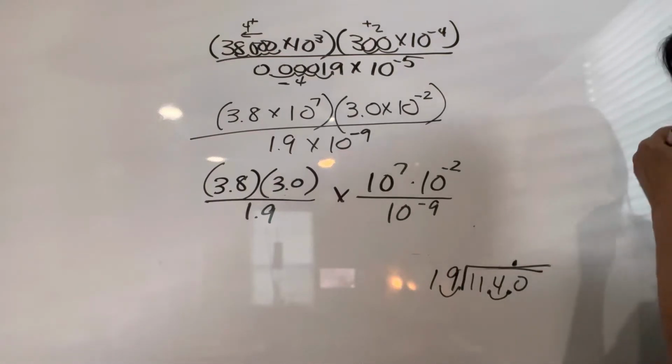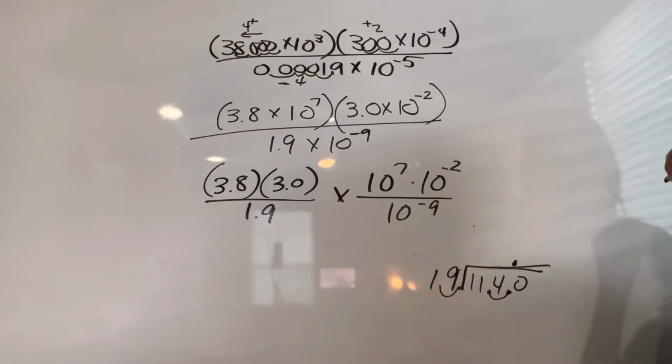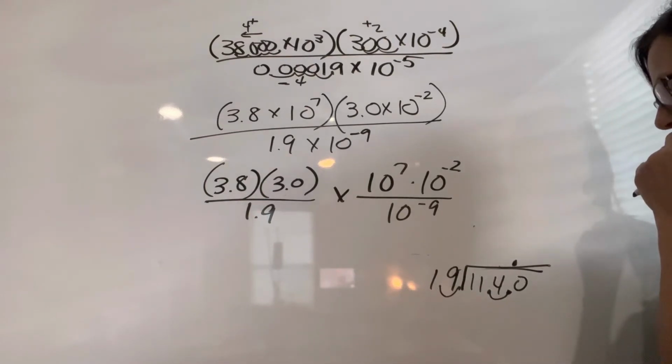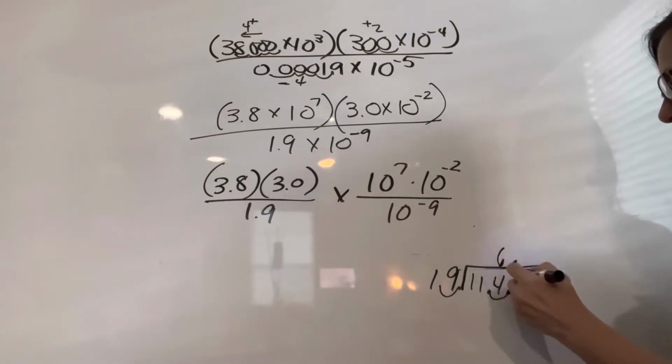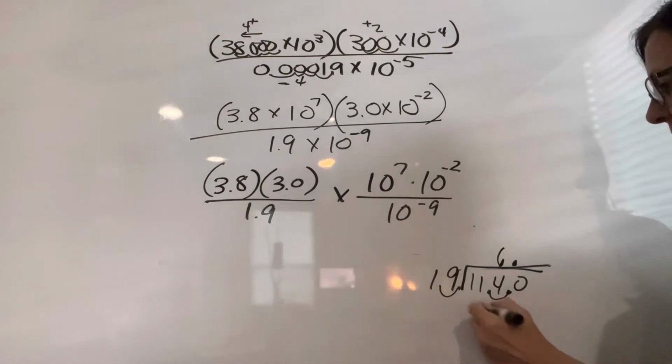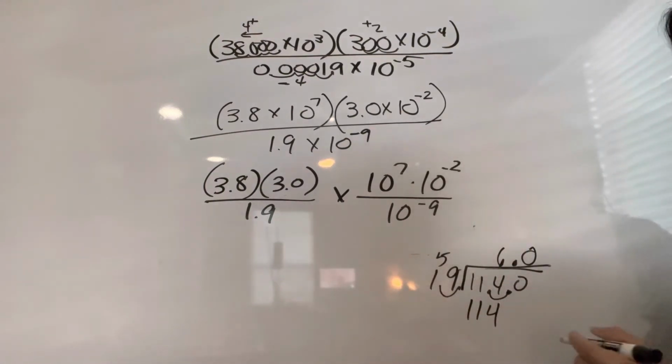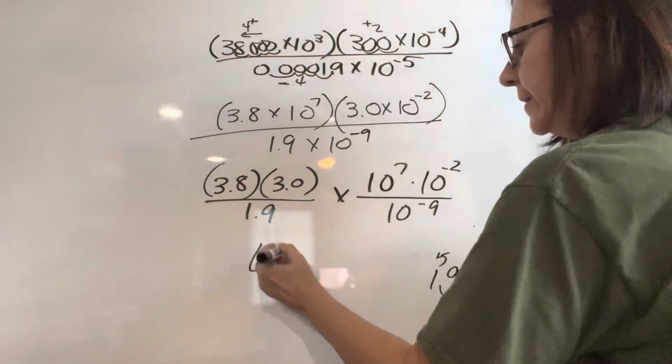All right, so 19 goes into 111. Let's try 6. That's 54. That's 11. So it is exactly 6. So this is 6.0 times.